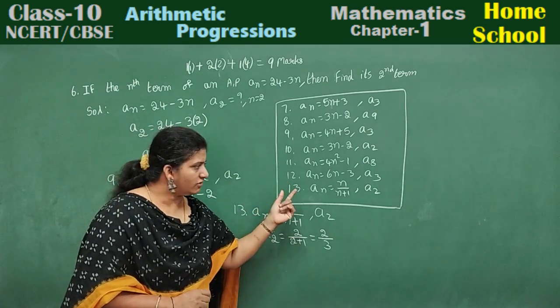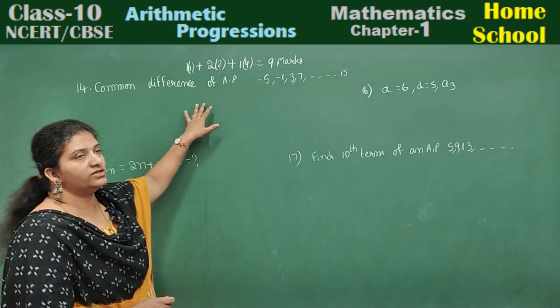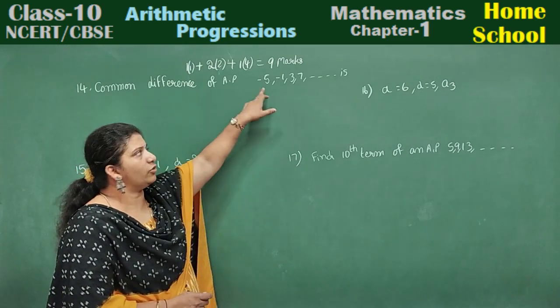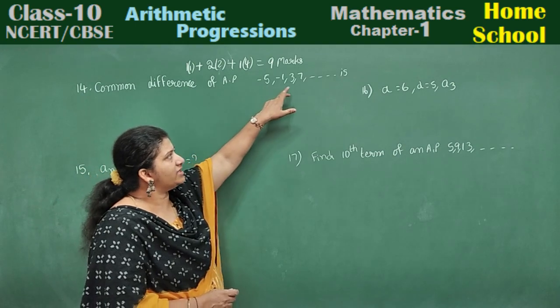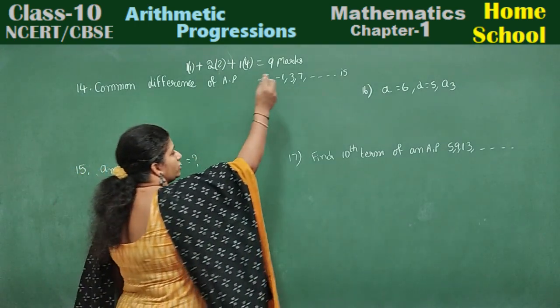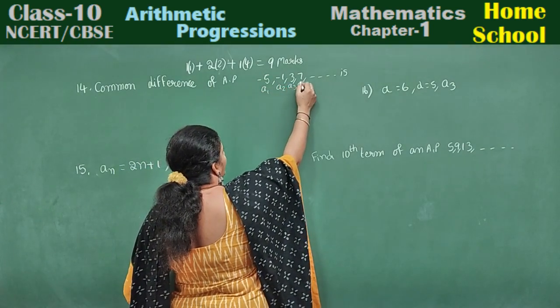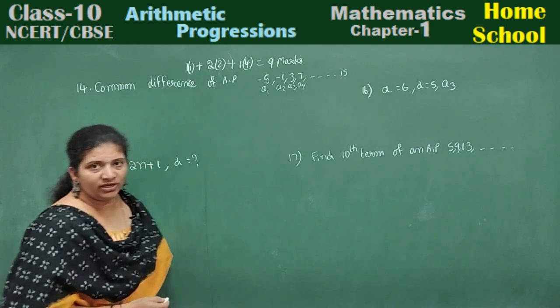Please solve all these questions. Next question, find the common difference of the given arithmetic progression: -5, -1, 3, 7, and so on. You need to write here A1, A2, A3, A4. How do we get the common difference?